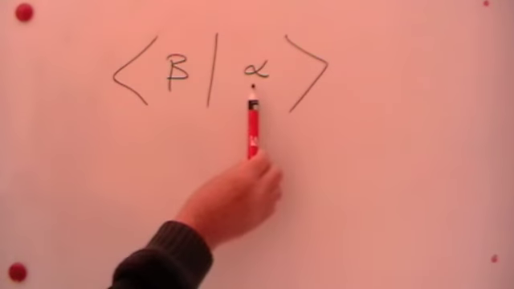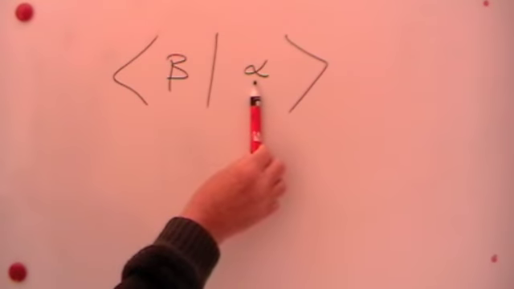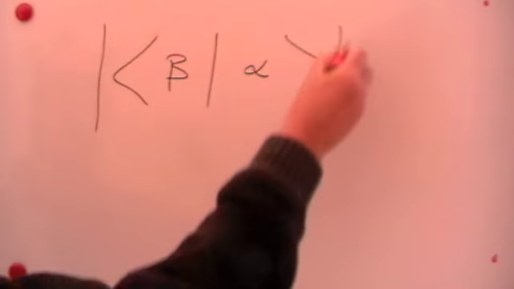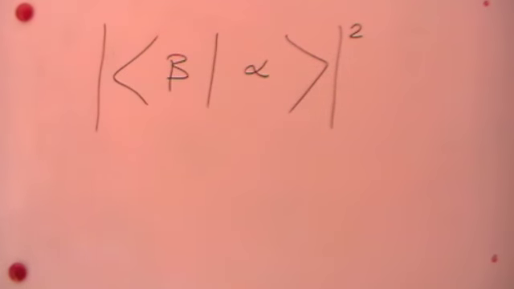This is called an inner product. It's the inner product of alpha with beta. And what it says is that if you prepare a system in state alpha, what is the prospect of measuring it in state beta? And that is the probability amplitude. If you want the probability, you have to square it. And remember, whenever we say square, we actually mean you multiply by its complex conjugate.